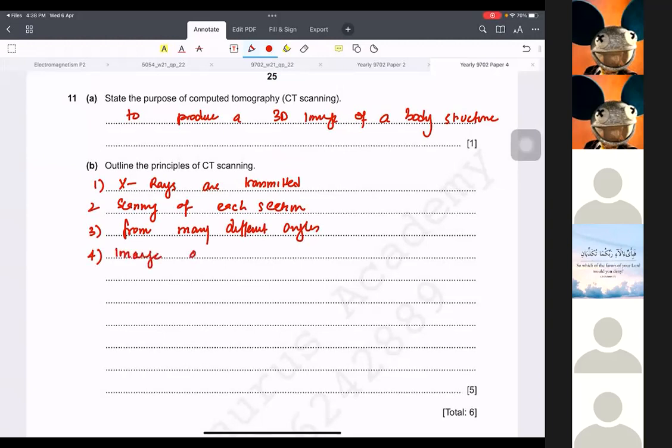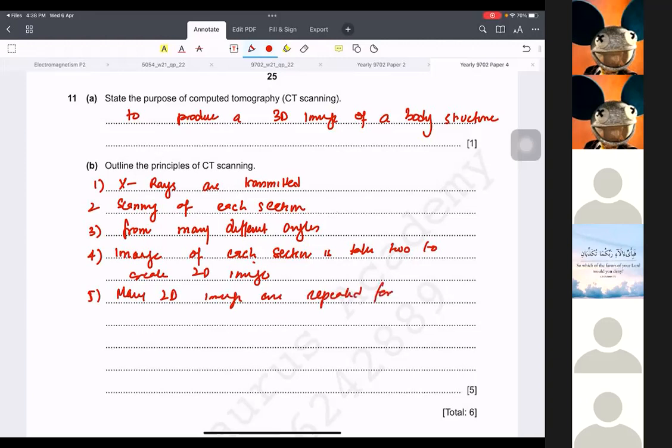Image of each section is taken to create a 2D image. Then many 2D images are repeated for many sections, and combined together to form a 3D image. I hope you guys understand this.